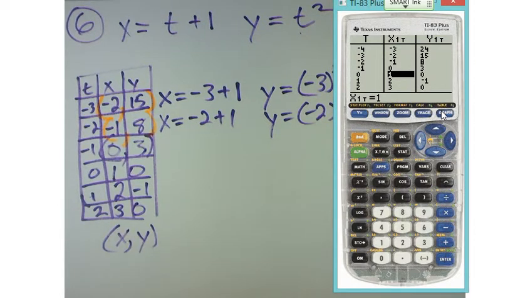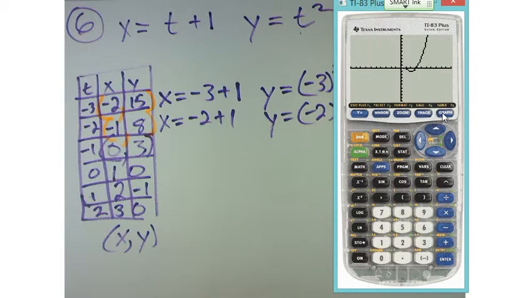Now if I graph all those points, this is what the graph will look like. Okay? Now you might say, Mr. Adams, that looks like a parabola. You're right, it does look like a parabola. It probably is. So now why is it not the whole parabola?